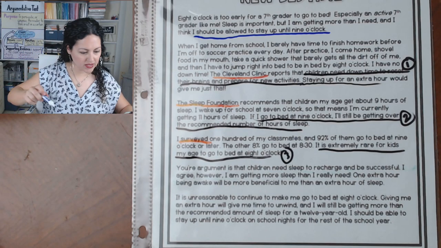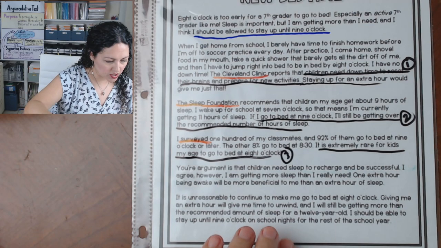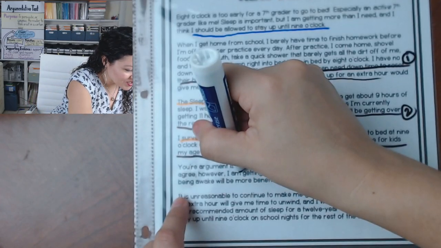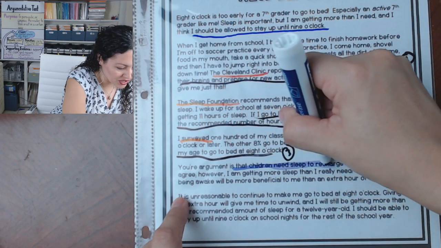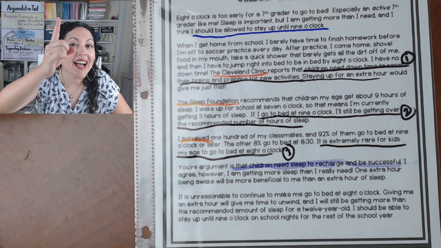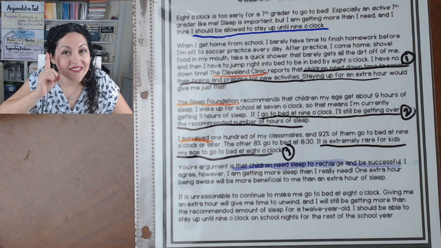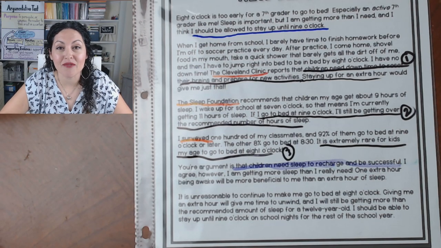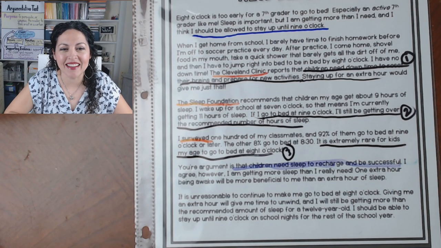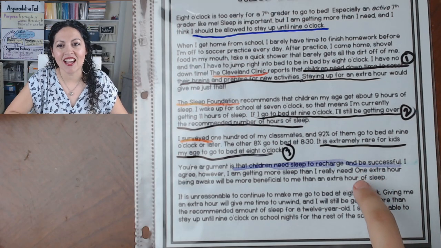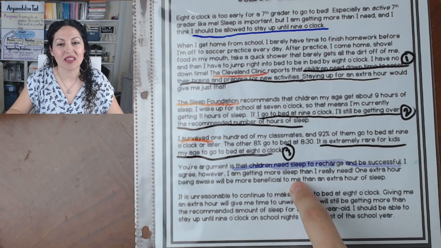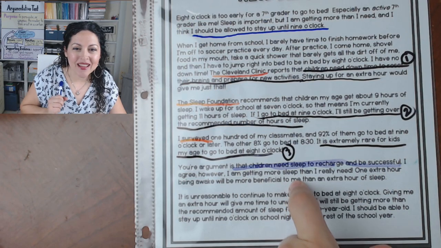I'm going to use this dry erase marker to underline our counterclaim. I know it's a counterclaim because it's saying, your argument is that children need sleep to recharge and be successful. And technically he's saying, yeah, I agree with you, but however, I am getting more sleep than I really need. So he's saying, yes, I agree, but I'm already getting enough sleep, even more than what's recommended. And he's going on to push one more little deal and say one extra hour of being awake will be more beneficial to me than an extra hour of sleep. So he's really trying to hammer it in, right?